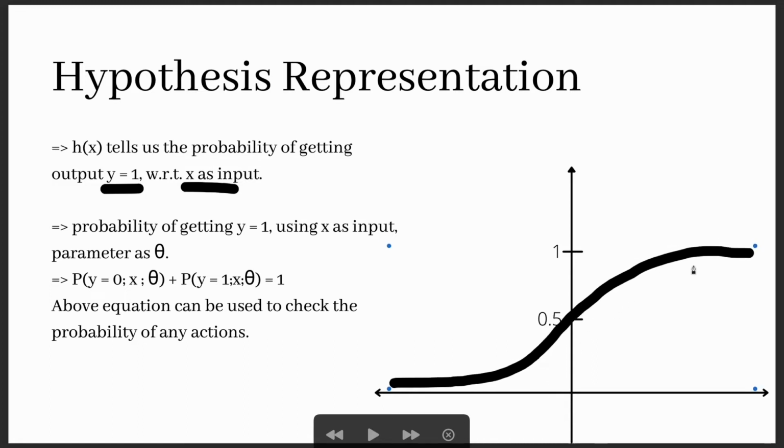Yes, this will be something like this. So this is our hypothesis graph. It looks like this, and the probability of getting y equals 1 using x as input and parameter theta is almost negligible here, but we do get 0.99999. Actually, getting exactly y equals 1 or y equals 0 is almost impossible, because this is a straight line parallel to the x-axis, so it will meet only at infinity.